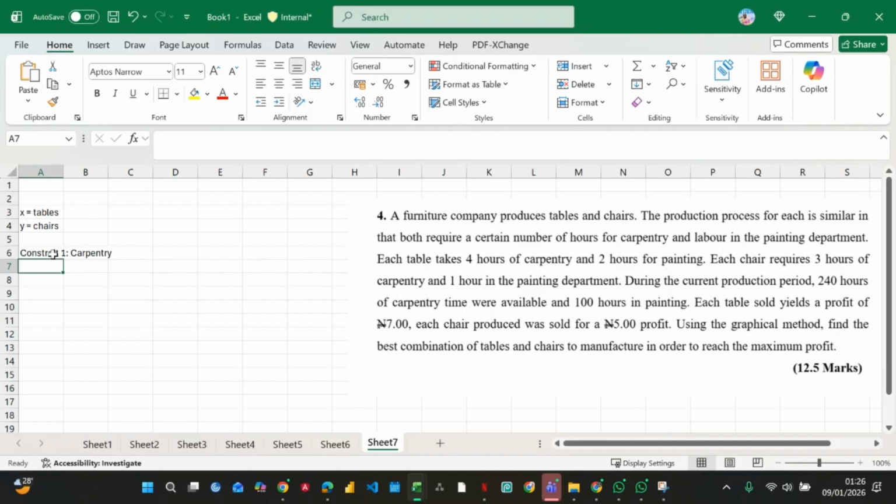So the first constraint is carpentry. For table, we need 4 hours, and for chair, we need 3 hours.